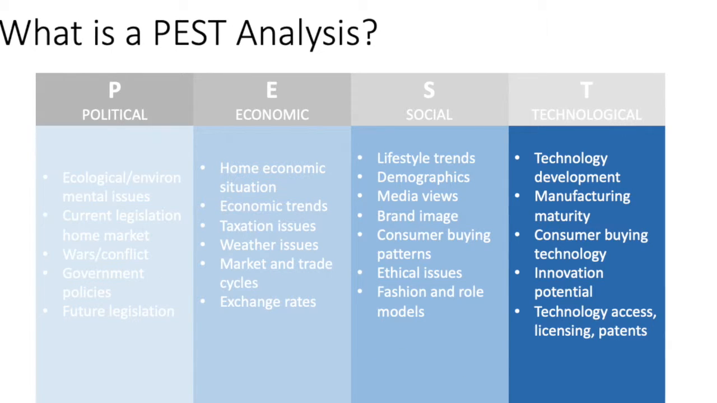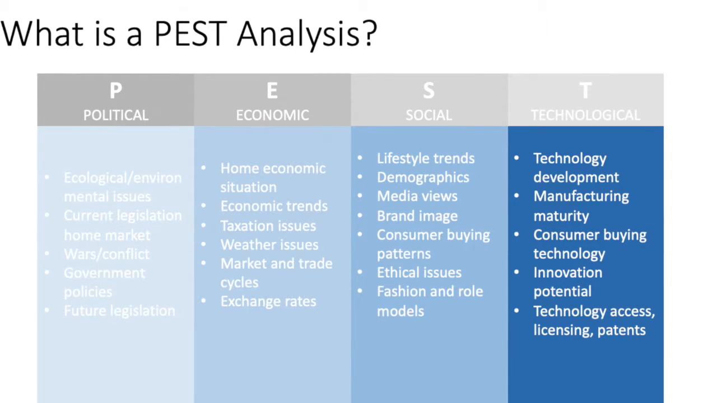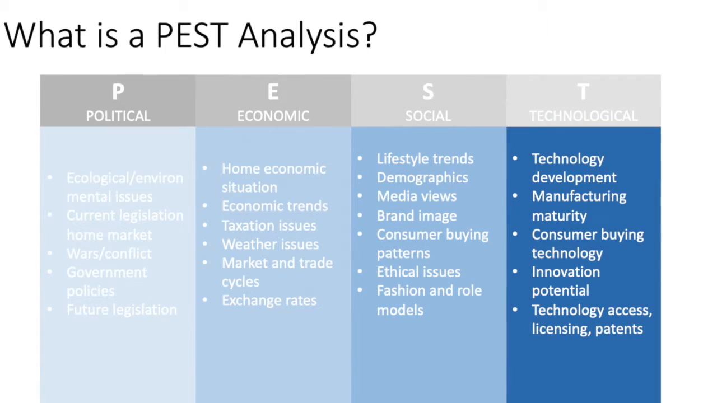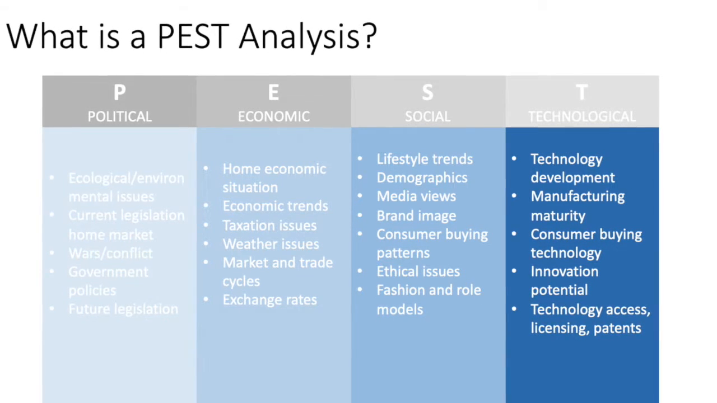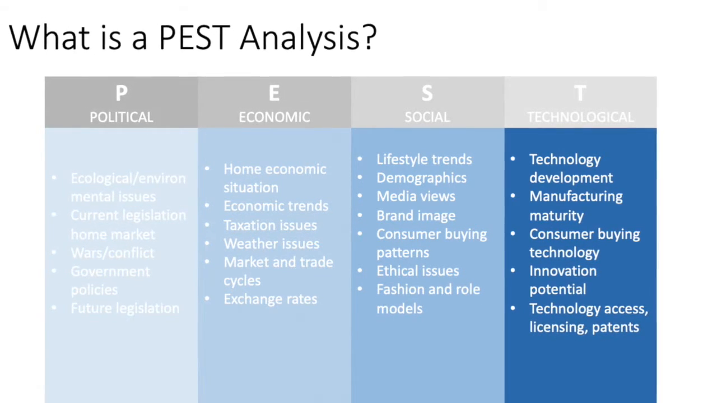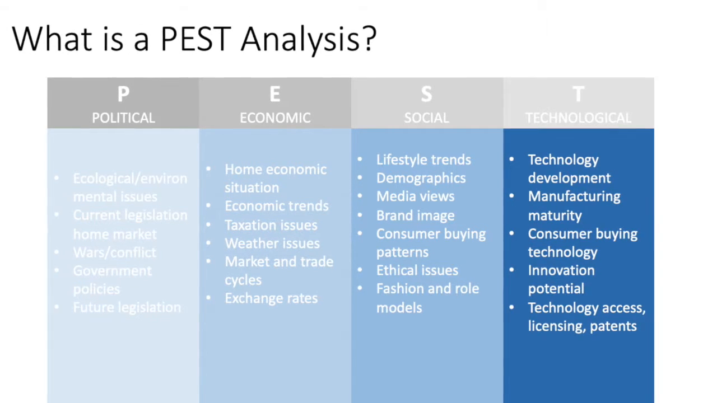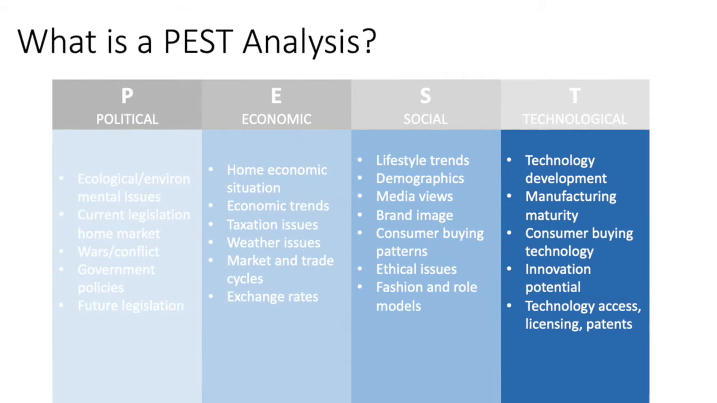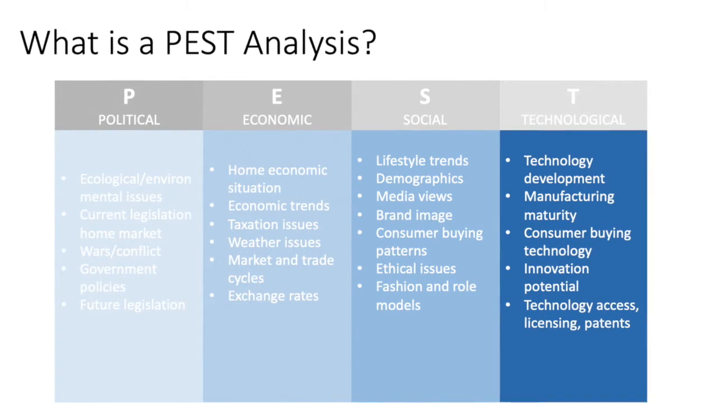Next up is a PEST analysis. So P for political, E for economic, S for social, and T for technological. So P stands for environmental issues. So current legislation, wars or conflict, government policies, and future legislation.